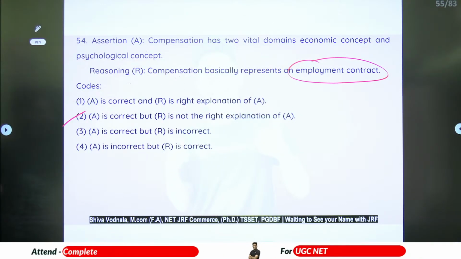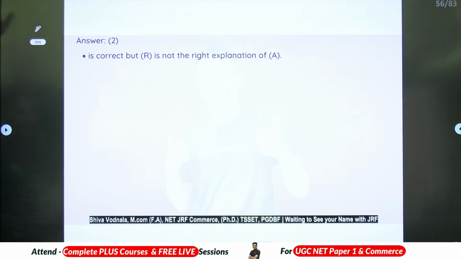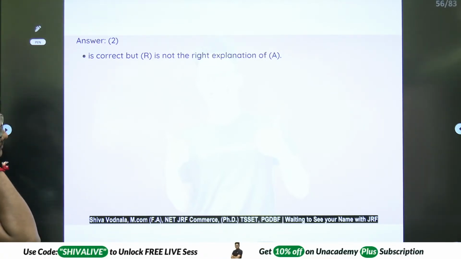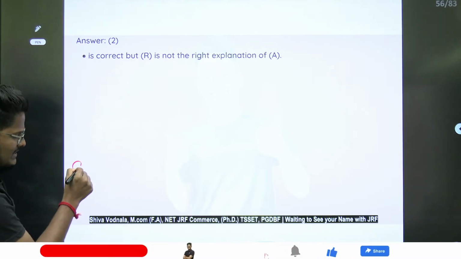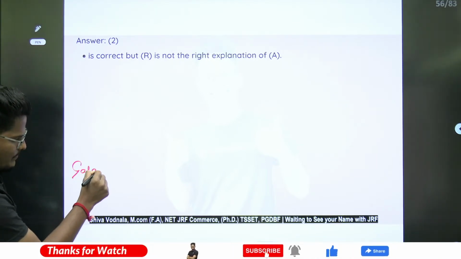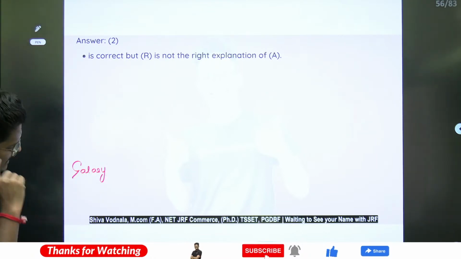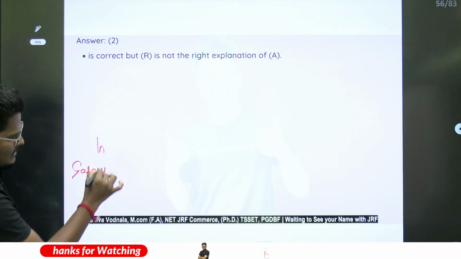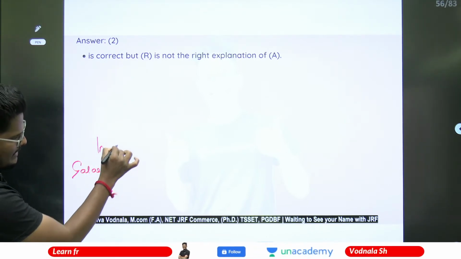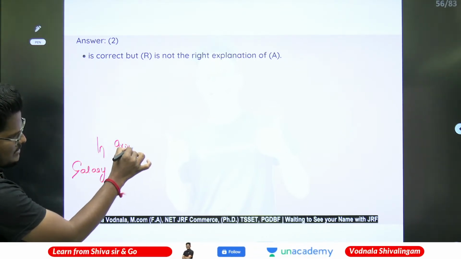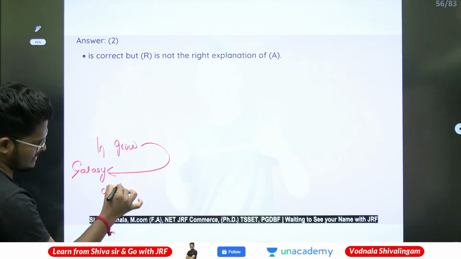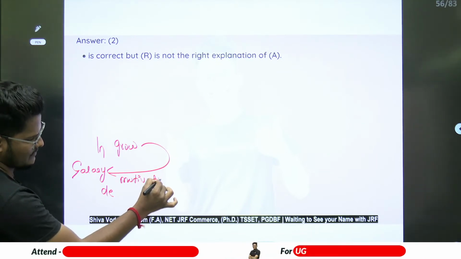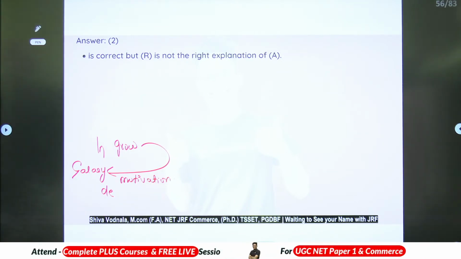psychological concept. Why is it psychological, you know? Why is compensation psychological? Because if you get a salary, and whether a salary increment or decrement or a growth happens, this is the only motivation. Without this motivation, you cannot work. That is how it is impacting psychologically.